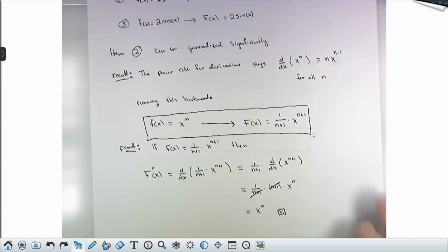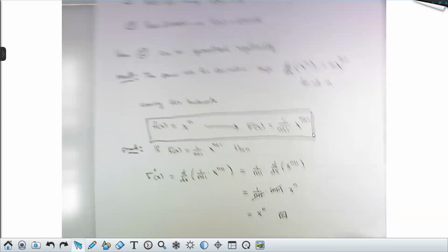So let me go ahead and describe for you now all of the antiderivatives that I am expecting you can. Need some more paper.